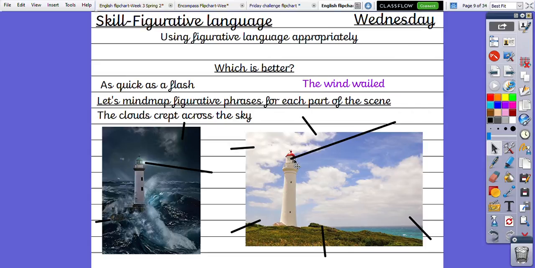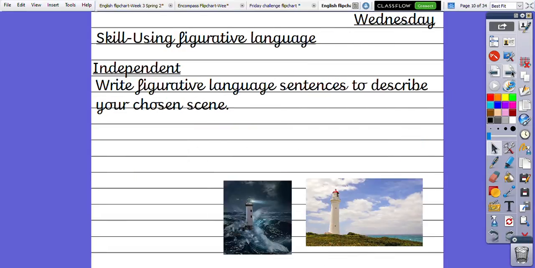So here you need to describe the top of the lighthouse, the light. Here you need to describe the rocks using figurative language. Remember, you can use similes or metaphors as well. So now we have warmed up. Today you are going to write figurative language sentences to describe your chosen scene.